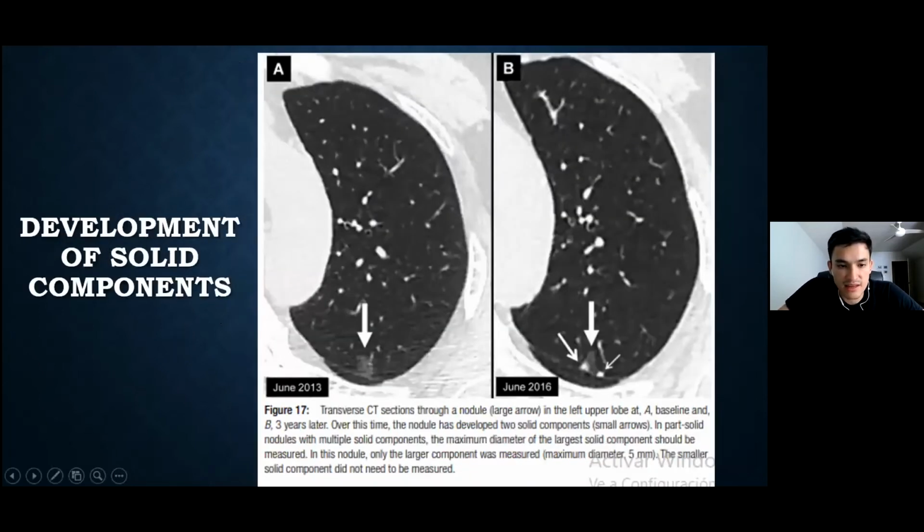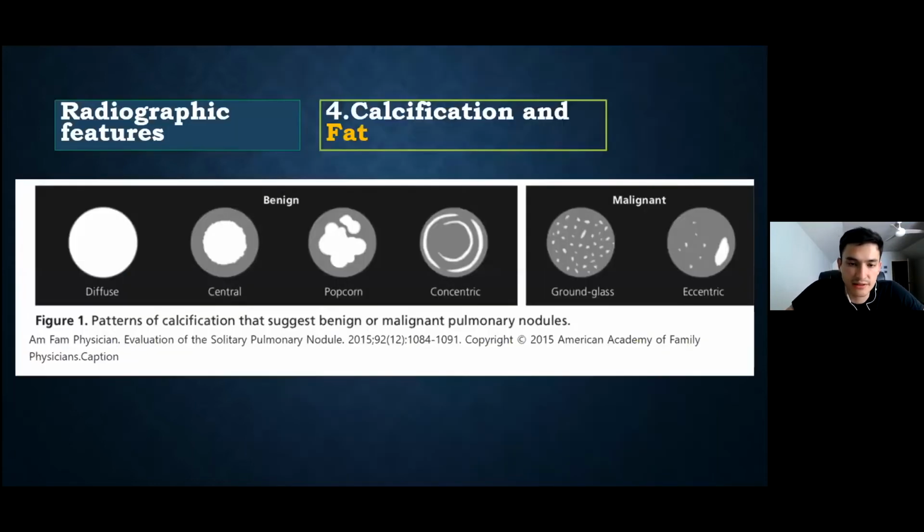And this is an example of development of solid components. So in the first image in June 2013, we are seeing a ground glass nodule. And then in June 2016, 2 solid components are now present. So this is also consistent with growth and it should be biopsied or resected.